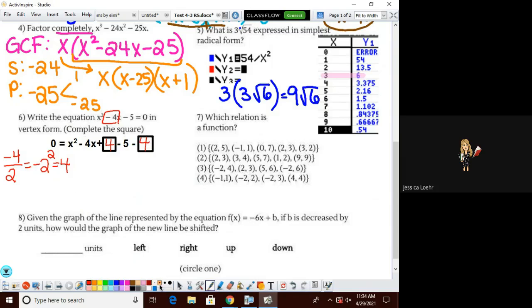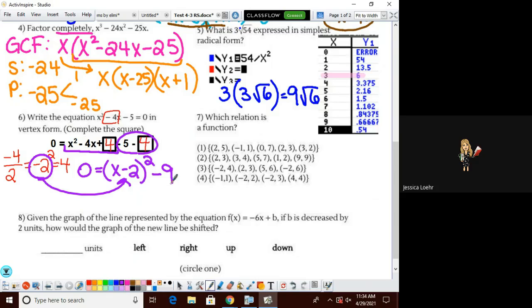From there, you're rewriting the equation with the first 3 terms as one single bubble squared. x squared minus 4x plus 4. I take this negative 2. That number goes inside the parentheses with the x. And then I combine my outside numbers. Negative 5 minus 4 is negative 9. So that's my equation in vertex form.